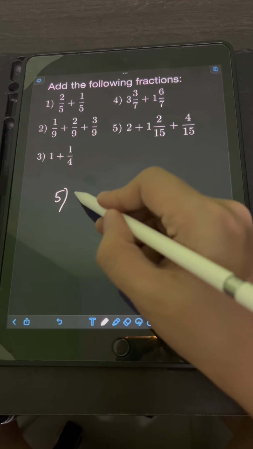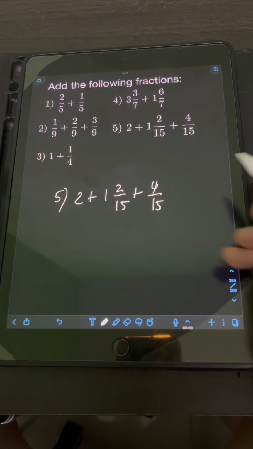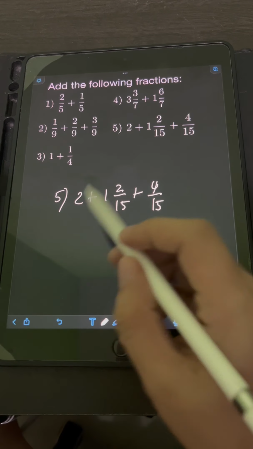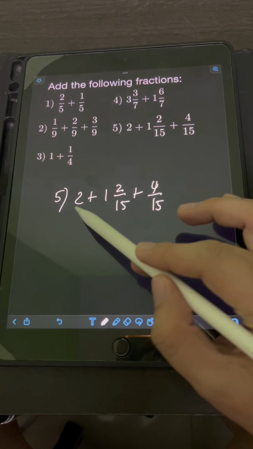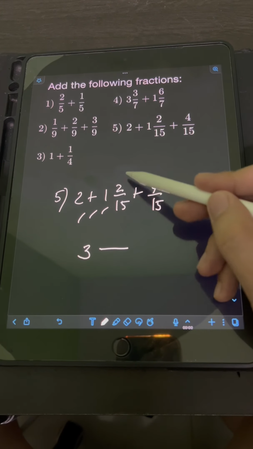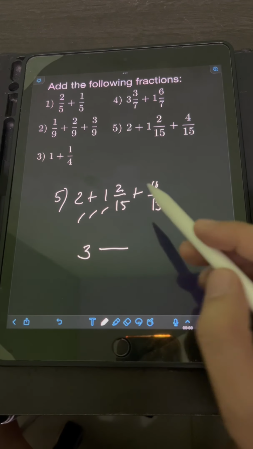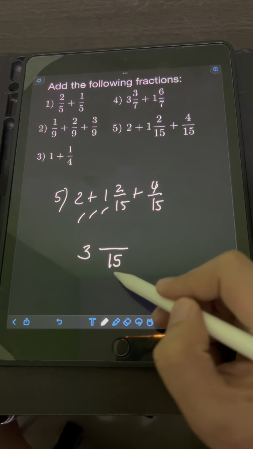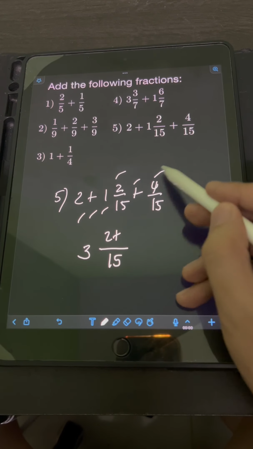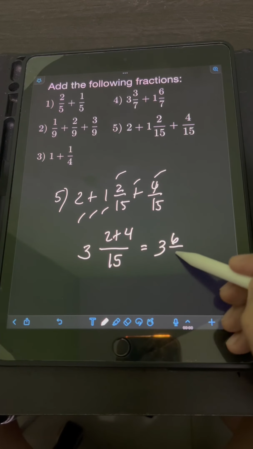Lastly, for number 5, we have 2 plus 1 and 2 over 15 plus 4 over 15. So we are adding a whole number plus a mixed number and a fraction. So likewise, we can add first the whole numbers. We can add 2 plus 1 first, that will be 3. And then, let's add the fractional part, 2/15 plus 4/15. They have the same denominator 15, so we can just copy that as a denominator. And then let's add the numerators. So we have 2 plus 4. So we will have 3 and 2 plus 4, that's 6 over 15.